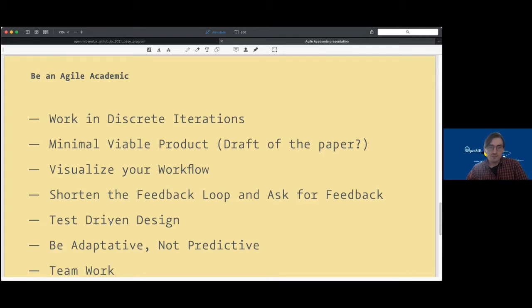Yeah, another thing could be to be adaptive, not predictive. So it's more about adapting to what is changing. For example, we don't know the results in our studies, and sometimes we don't know which next studies we plan to do. So it makes no sense to plan four years of studies in advance, but it's more about one study, and the first study will influence how we design our next studies. Yes?